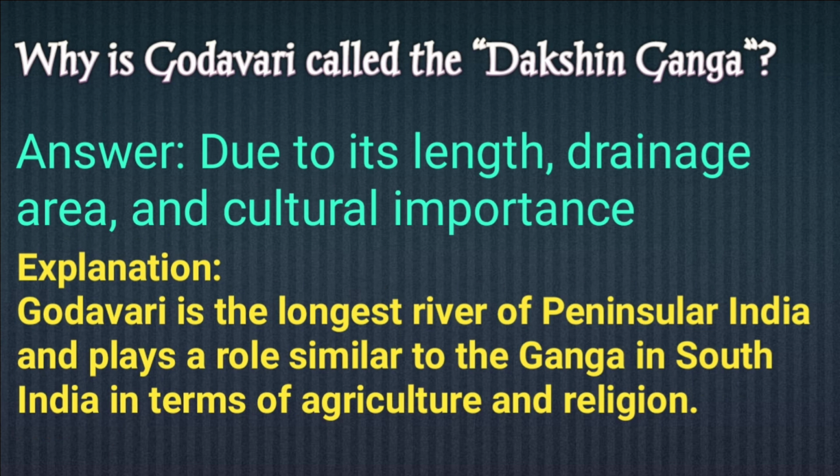Why is Godavari called the Dakshin Ganga? Answer: Due to its length, drainage area, and cultural importance. Explanation: Godavari is the longest river of peninsular India and plays a role similar to the Ganga in South India in terms of agriculture and religion.